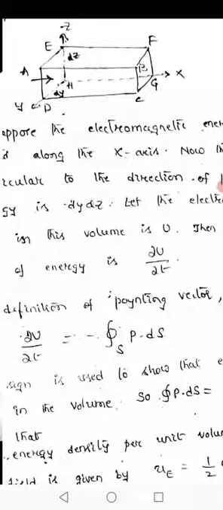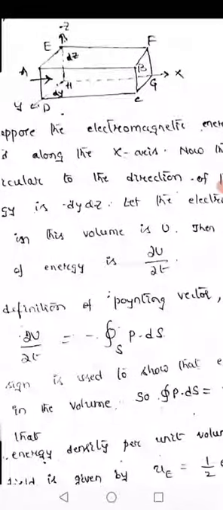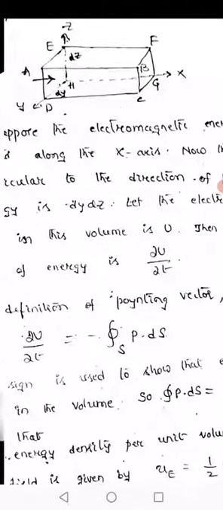So the angle between the two is 0. So P dot dS is positive. But this time, when the energy is leaving from the parallelepiped, the resultant energy inside that volume is decreasing. That is dU by dt is negative. So that means if the energy is entering, the rate of change of energy is positive, and if the energy is leaving, the rate of change of energy is negative.